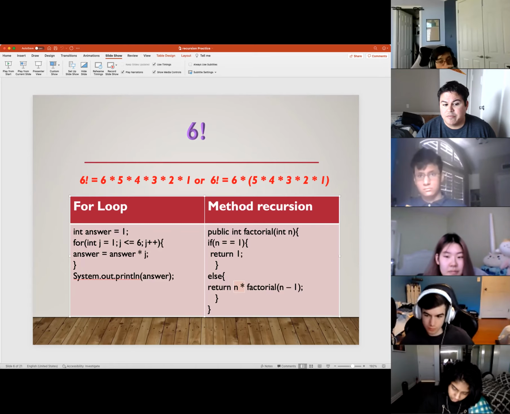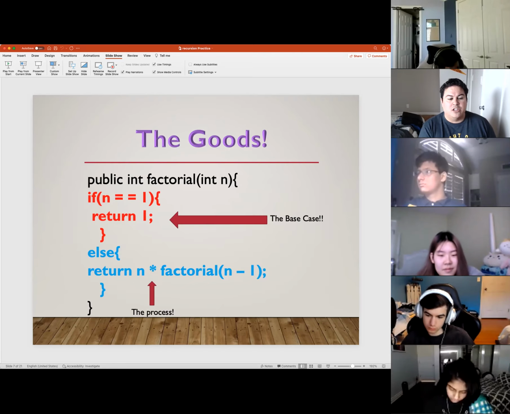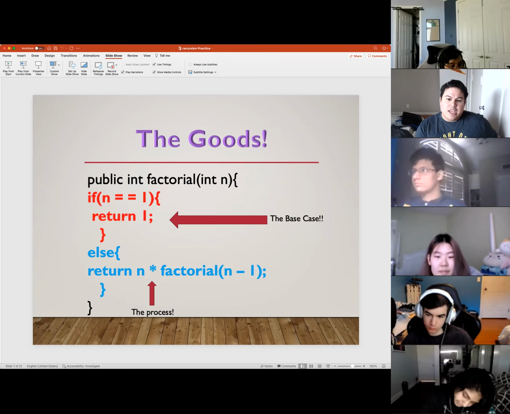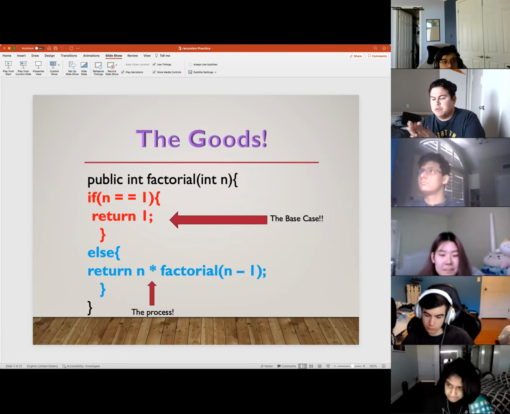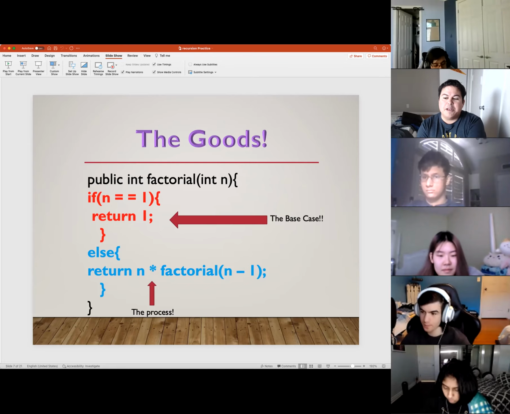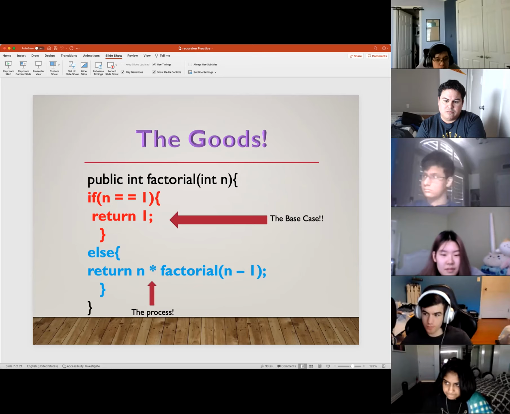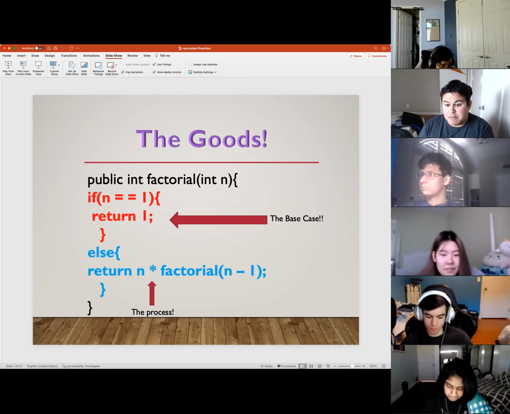The key thing, though, is this. Let's take a look at the base case. What controls a for loop? Anybody but Dylan. Logan, what allows me to start or stop a for loop? The value of j and the conditions. Exactly, the conditions, the conditional statement, correct?